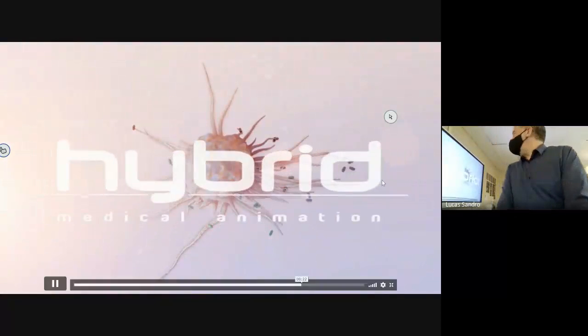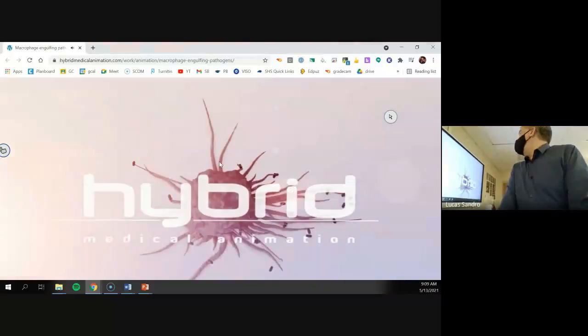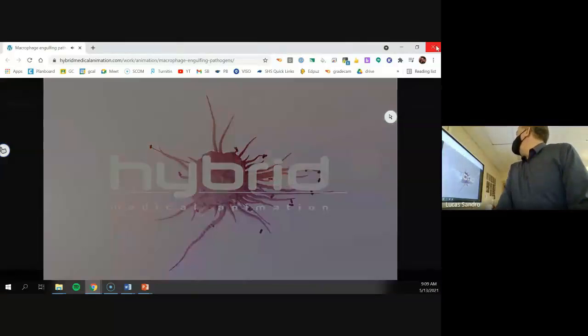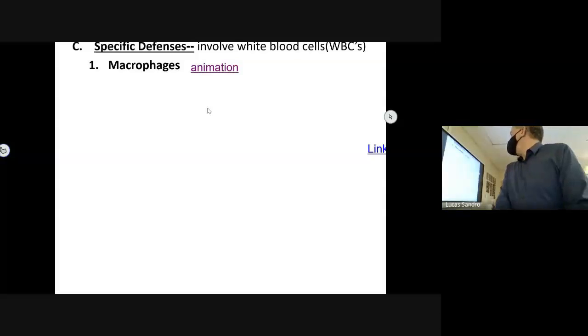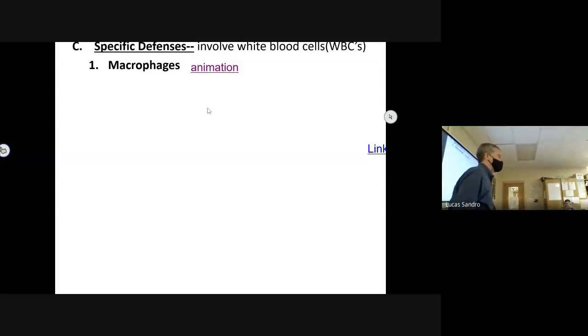But in the case of a macrophage, the ending is different. It's going to swallow a bunch of the bad guy, but it's not going to self-destruct.